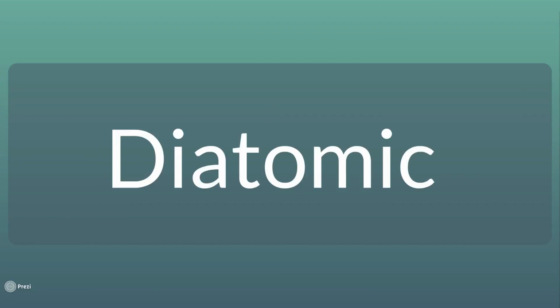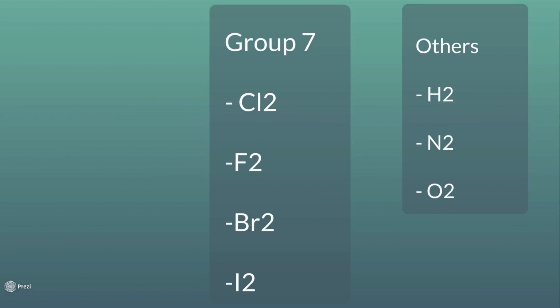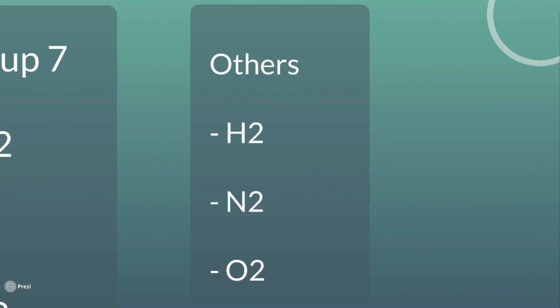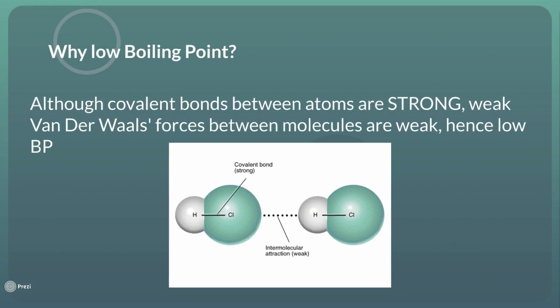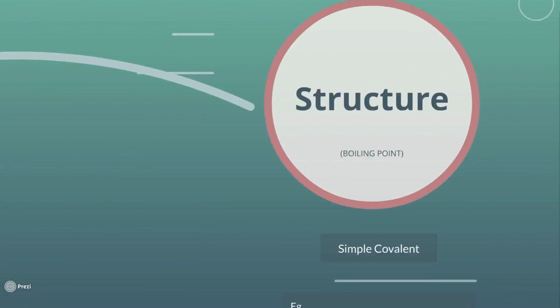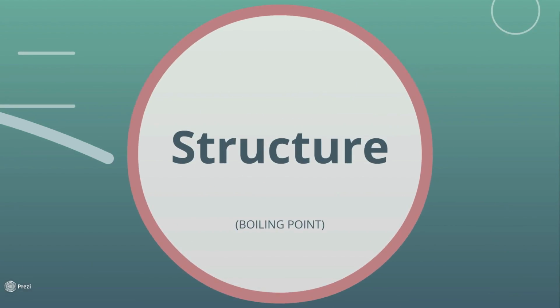A diatomic molecule is a molecule consisting of two atoms, such as chlorine, fluorine, bromine, and iodine in group 7. Or it could also be hydrogen, nitrogen, and oxygen. Covalent substances have low boiling points because the bonds between the atoms are strong, but between each molecule there are weak bonds.